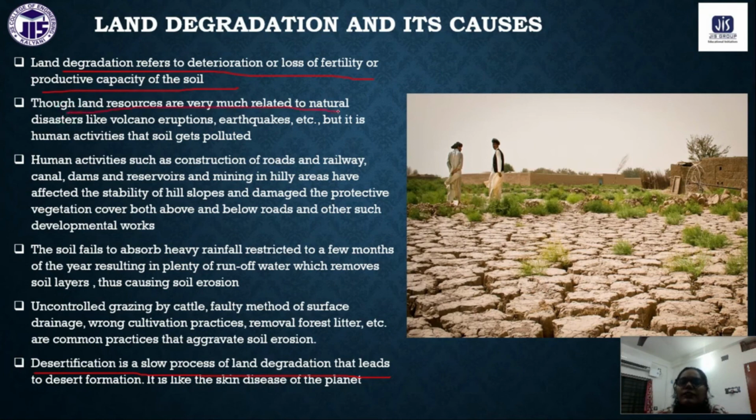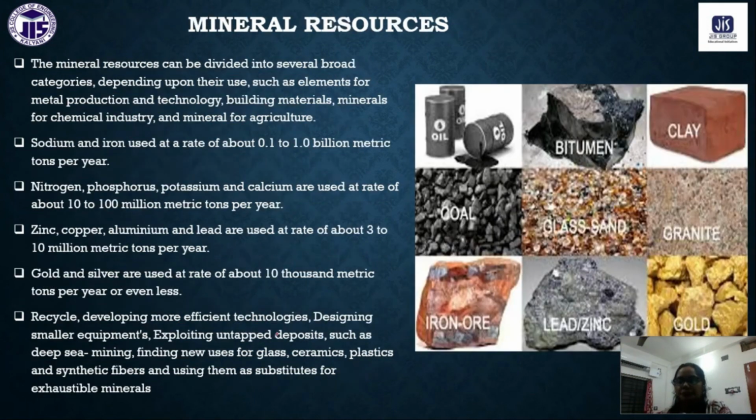Though the land resources are related to natural disasters like volcanic eruptions and earthquakes, it is also human activity that makes the soil get polluted. Okay, so uncontrolled grazing by cattle, or wrong cultivation practices, are also causes of soil erosion. So all these are the causes for soil degradation or soil pollution.